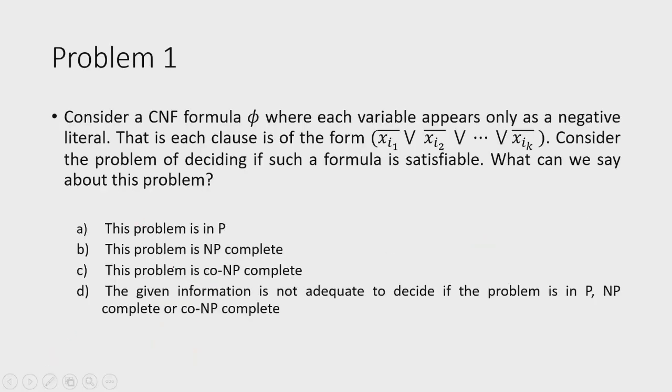Okay, so that was all for the recap. Now let's look at some problems. The first problem is the following. Consider a CNF, that is a conjunctive normal form formula phi, where every variable appears only as a negative literal. That is, each clause is of the form xi1 complement or xi2 complement or and so on up to xik complement. Now consider the problem of deciding if such a formula is satisfiable or not. What can we say about this problem?